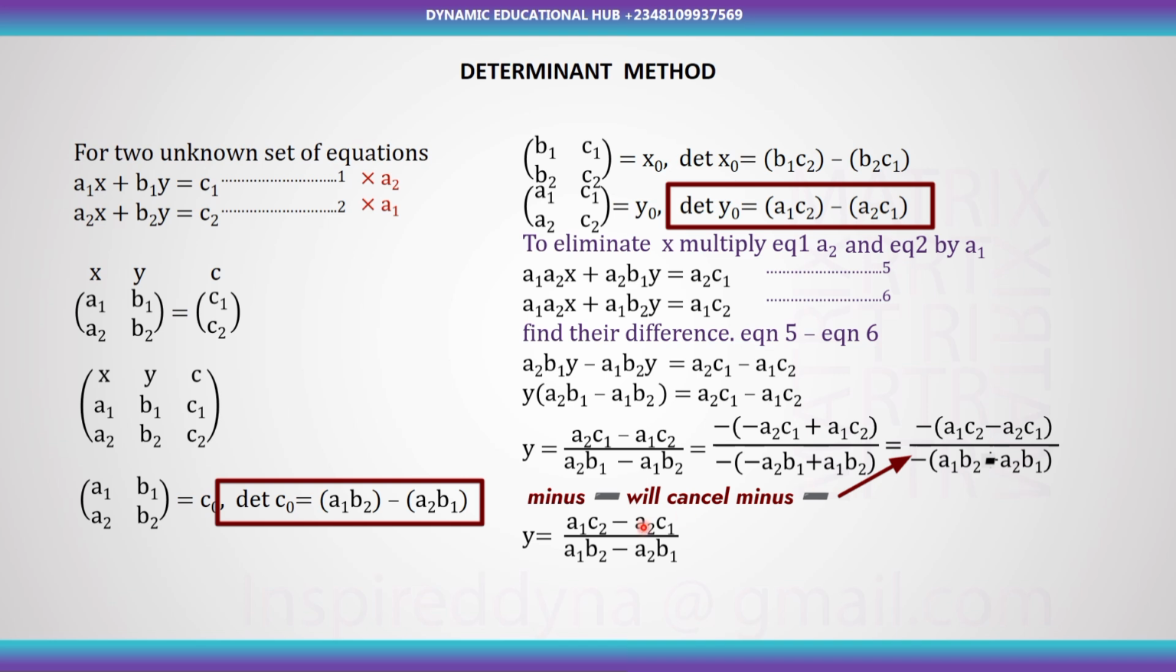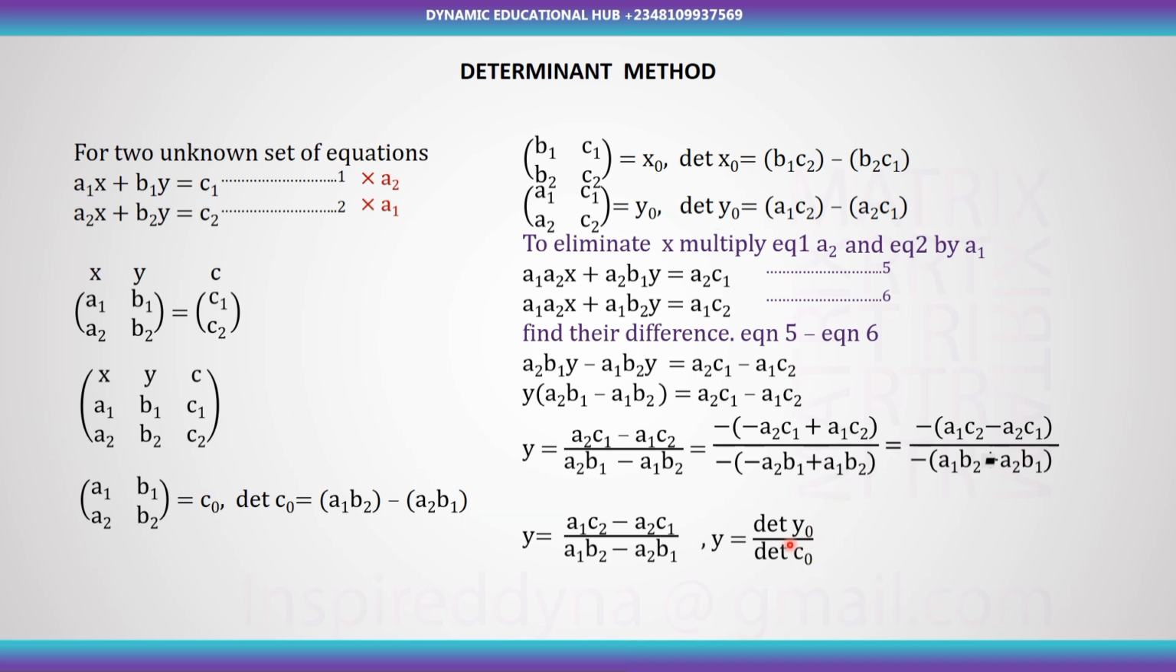Looking at it carefully, we can see that this has conformed to what we've done earlier on. So which means that Y is equal to A1C2 minus A2C1, which happens to be determinant of Y naught, over A1B2 minus A2B1, which happens to be determinant of C naught. And looking at it, we have this, we have that, and that is also Cramer's rule.